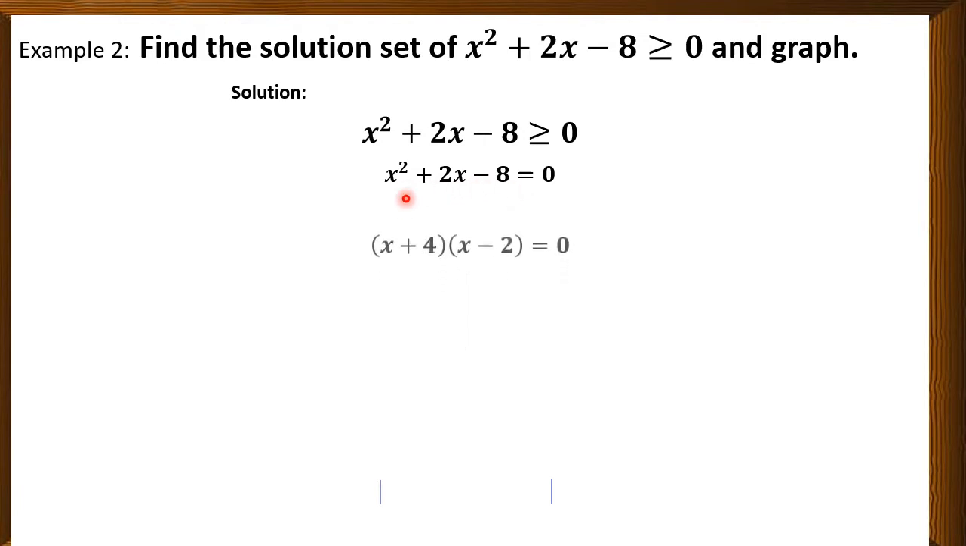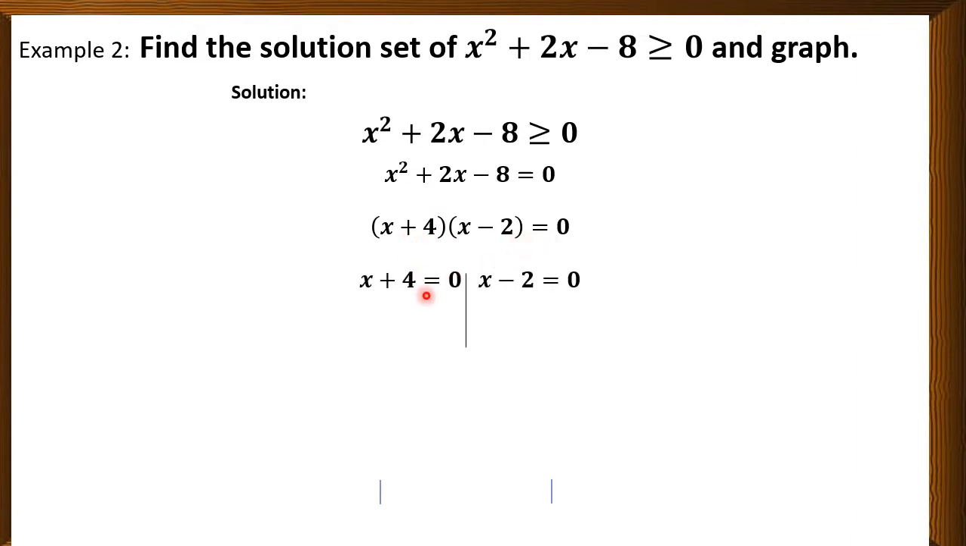Factors of x squared are x and x. Factors of -8 that will give a sum of 2 are 4 and -2. Equate it with 0, and now each factor will be equated with 0 and solved for x. So 4 will be transposed to the right side and it becomes -4, and -2 transposed to the right side becomes +2. So the roots are -4 and +2. Next, we have to plot the roots on the number line.